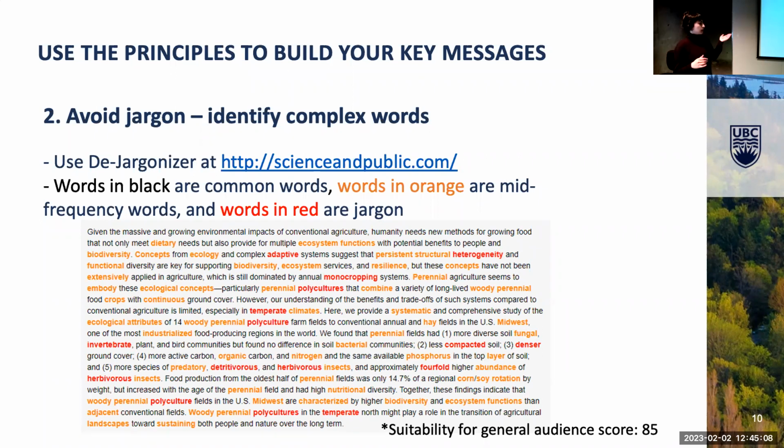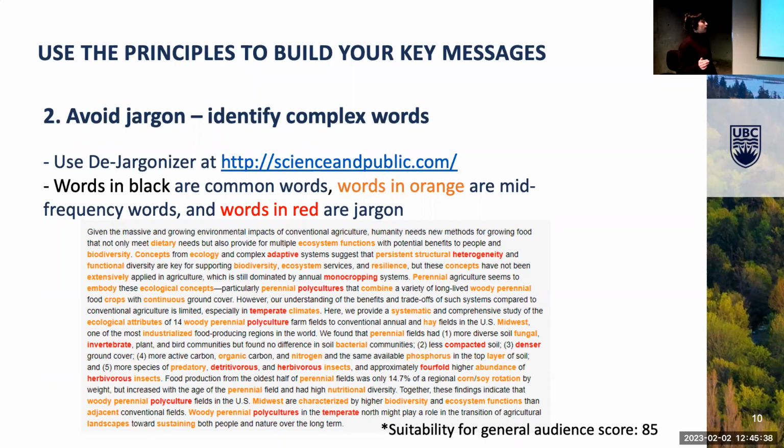So here I've pasted in the abstract from the paper, not the lay abstract, just the physical abstract. It gives you this suitability score at the bottom. I don't really go by the specific score. I do look at the words in orange and the words in red, which are words that I should pay attention to and maybe think about using different words if I'm writing my lay abstract.